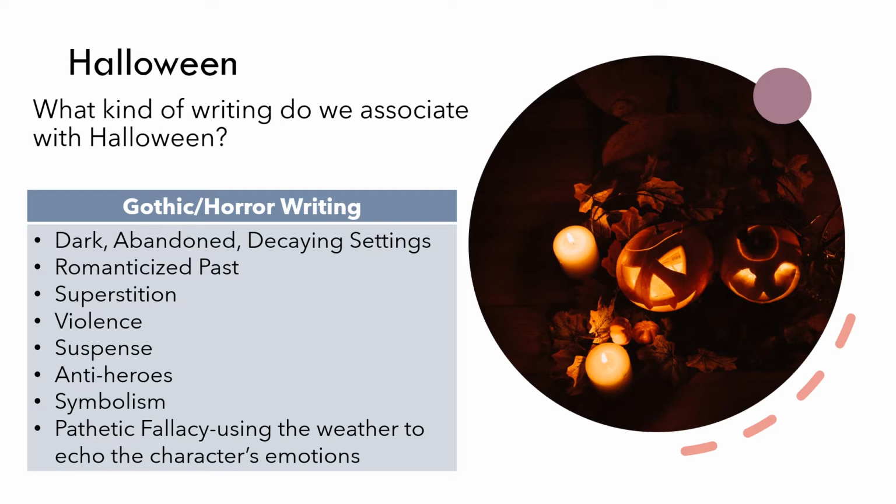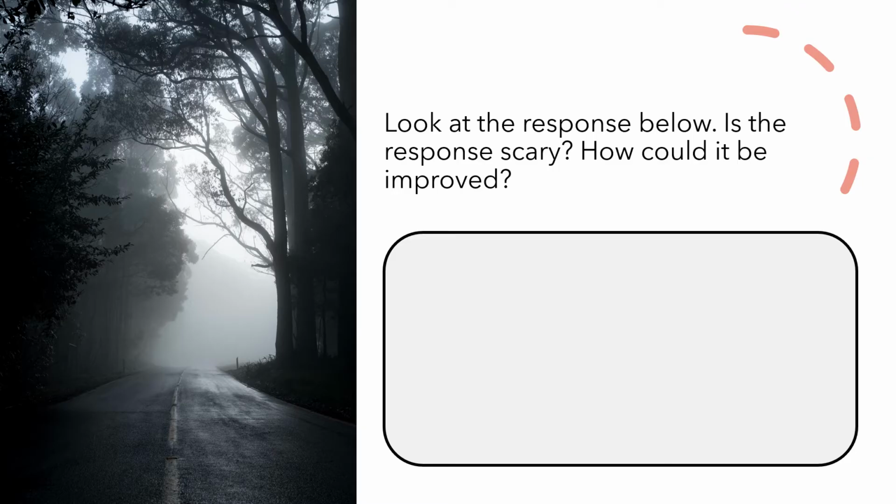Now the last one is extremely important. So pathetic fallacy is where we use the weather to echo the character's emotions. This is a fantastic thing to talk about when we do writing, especially when it's something that helps us to create a kind of gothic or scary sense in our writing.